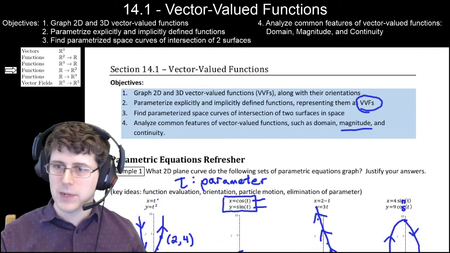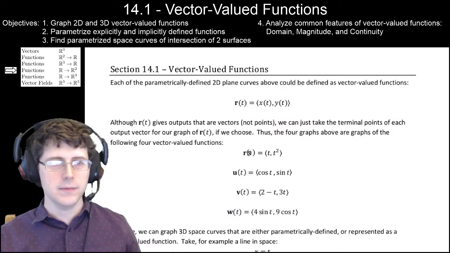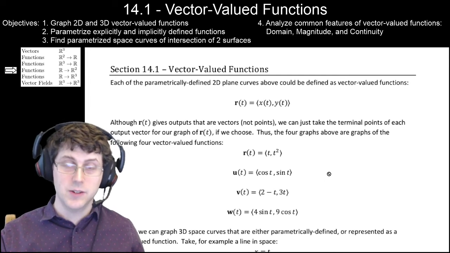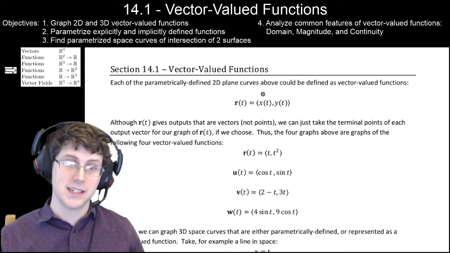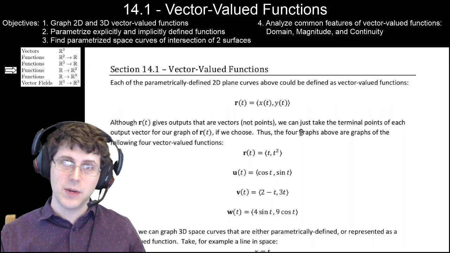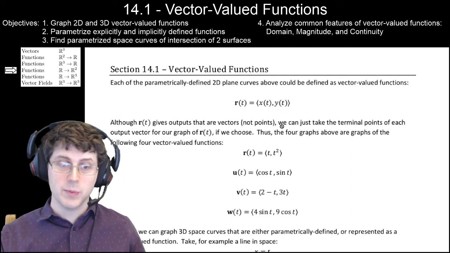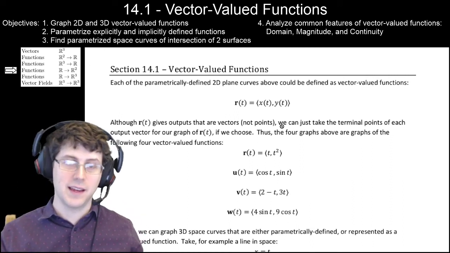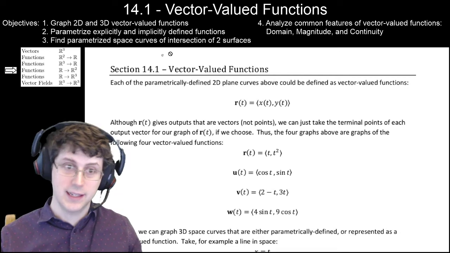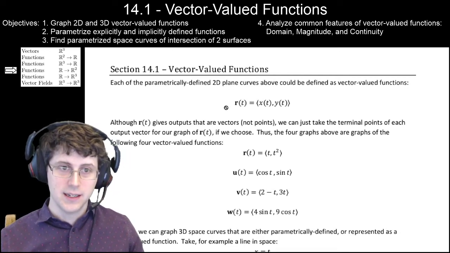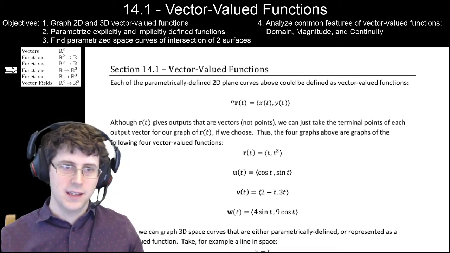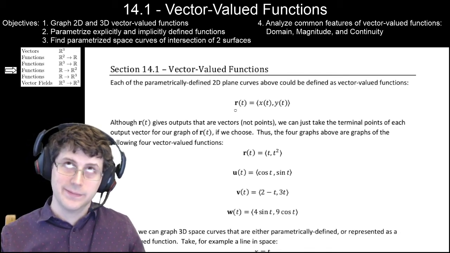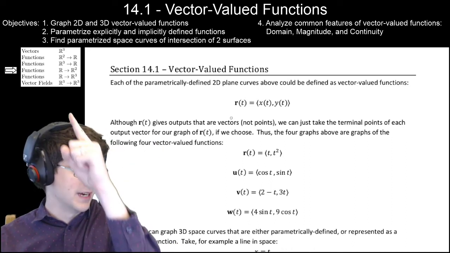Okay, onto the second page. So each of the parametrically defined plane curves that we did on the previous page could be defined as vector-valued functions. Instead of saying, well, here's an equation for x and here's an equation for y, we put the equation for x and the equation for y into the components of the vector. And then we can think of the whole thing as just one object. This r of t we'll think of as the output when you put in a value of t is a vector. So that's where we are up above my head.